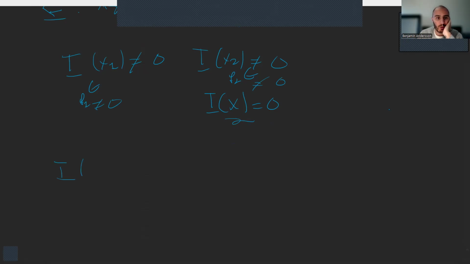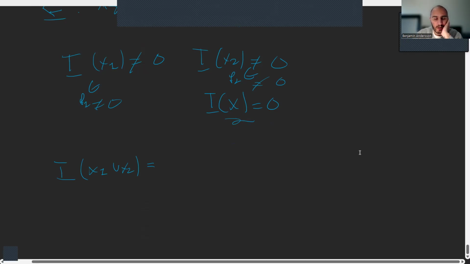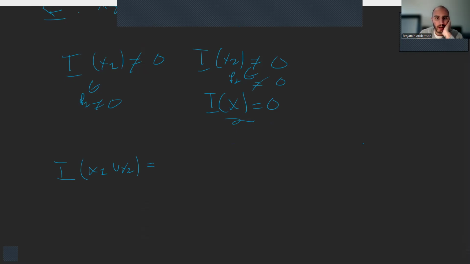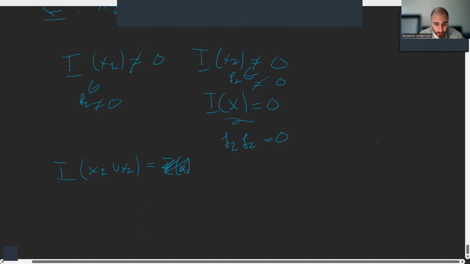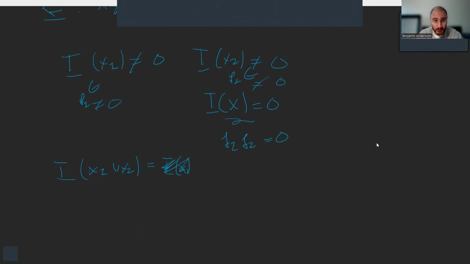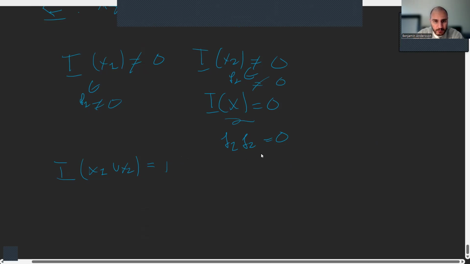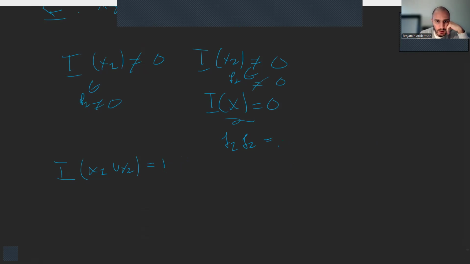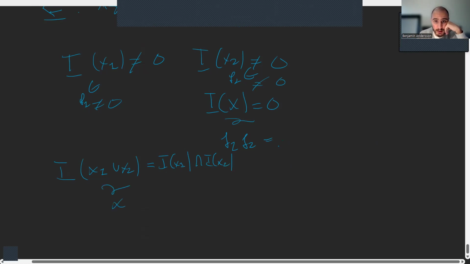But now, let me see. I think I want to claim that this is zero. And why is that? Okay, so let me see if I can remove this. This is the same as this, and this was X, so this equals 0.